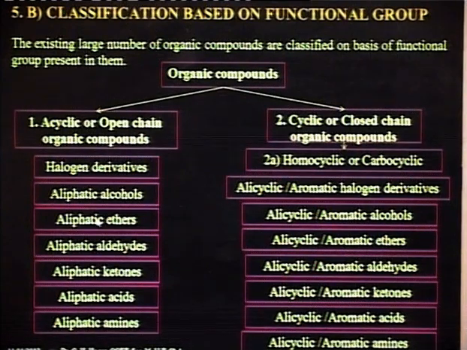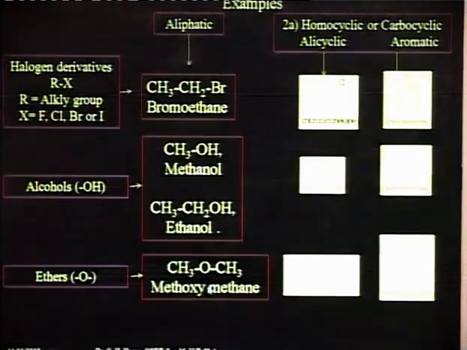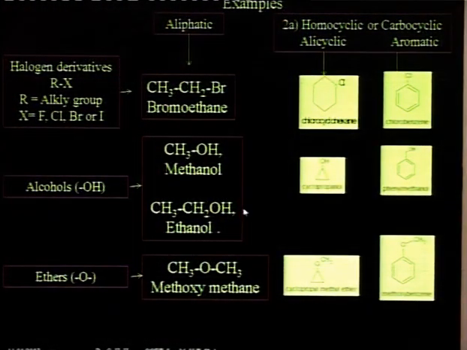They may be alcohols, esters, ethers, ketones, acids, amides, etc. So, I am just taking the example side by side. On one side I am taking aliphatic hydrocarbons and examples with these functional groups, then the homocyclic or alicyclic hydrocarbons and their derivatives with the functional groups, and the carbocyclic aromatic examples are here. So, simultaneously we are seeing all the examples here.